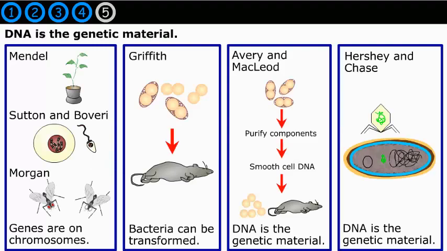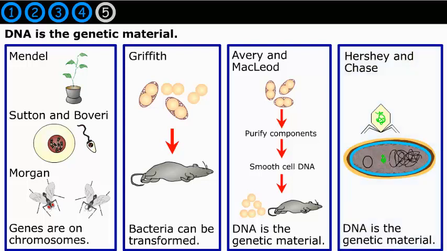We looked at the steps in the discovery of DNA as the genetic material. Mendel, Sutton, Boveri, and Morgan provided the foundation with their ideas about the presence of genes on chromosomes. Griffith performed the first bacterial transformation experiment, which gave Avery and MacLeod a starting point for their discovery that DNA is the genetic material. Hershey and Chase confirmed this with their experiments using radioactive bacteriophage.